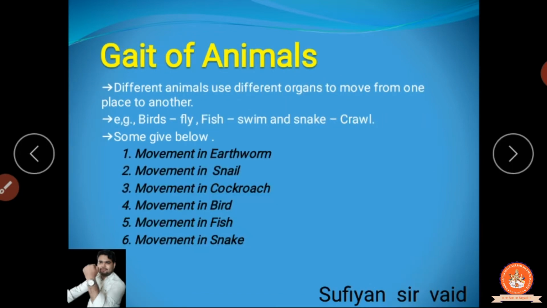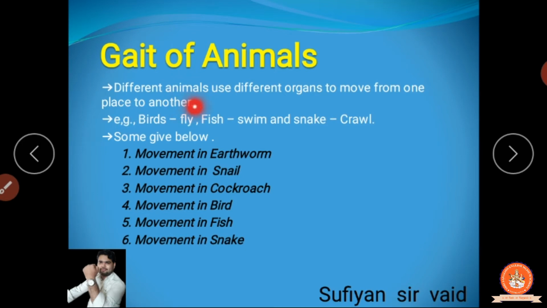Clear? Now, the gait of the animal. Clear? What is that? The gait of the animal is simply the walk, or the way in which the animal walks. Normally we know that humans walk with their legs, but most animals do not walk with legs. They don't even have legs. So how are they moving? Let's look at that. Different animals use different organs to move from one place to another.